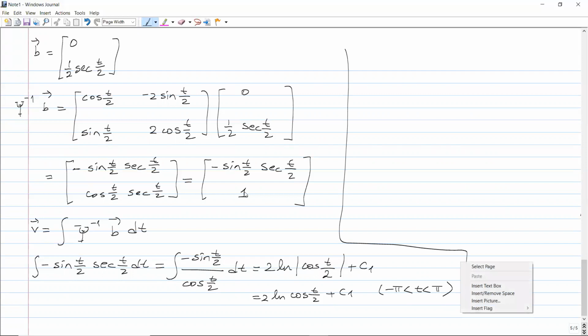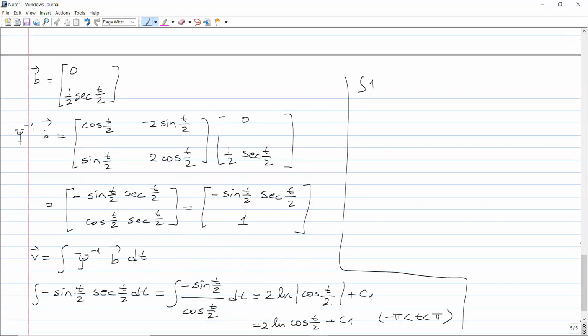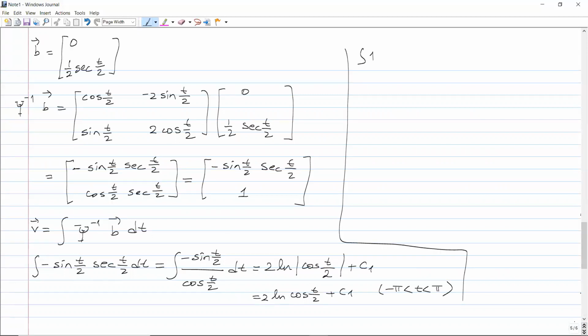For the second entry, this is easy. The integral of 1 is just t plus another integration constant c2. So my vector v is: for the first entry, 2 natural logarithm cosine t over 2 plus c1, and for the second entry, t plus c2.